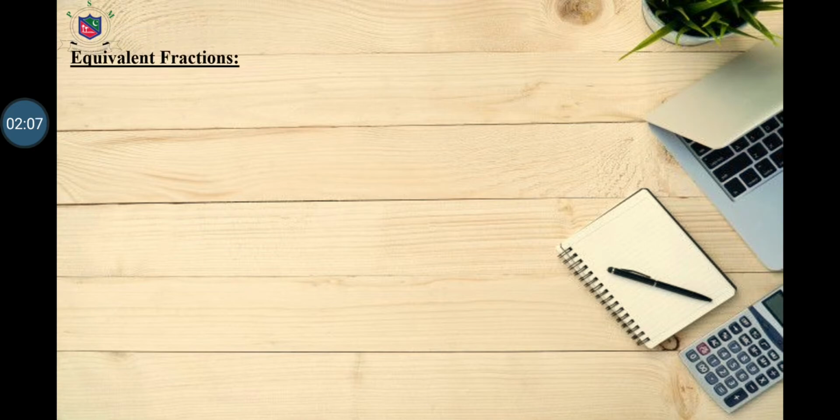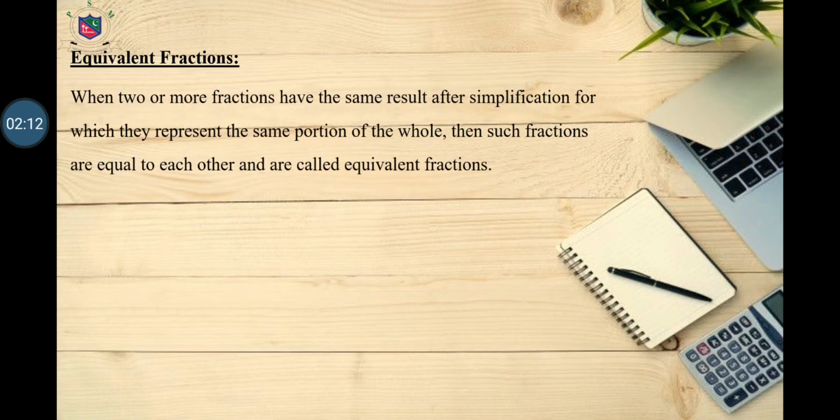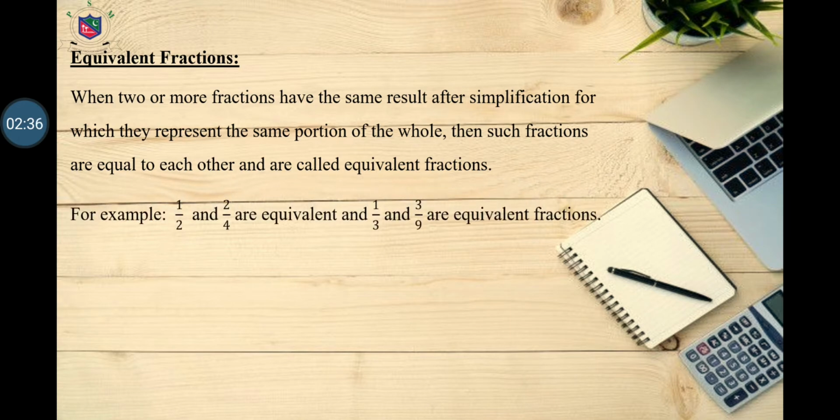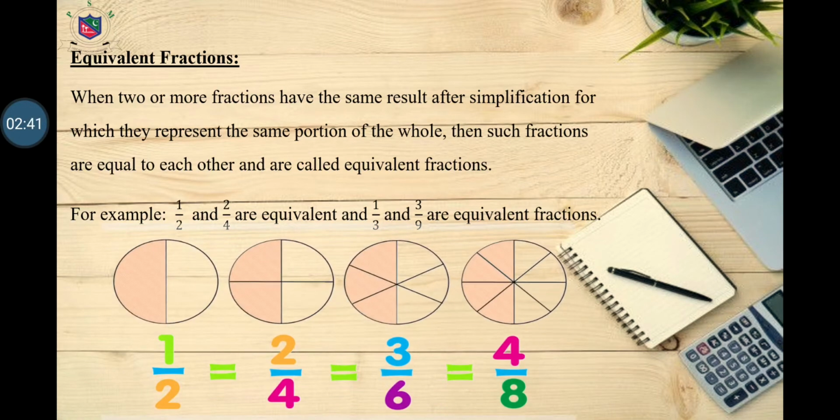So now, what are equivalent fractions? When two or more fractions have the same result after simplification. Simplification means that when we multiply or divide by the same number, they represent the same portion of the whole, then such fractions are equal to each other and they are called equivalent fractions. For example, 1 by 2 and 2 by 4, 1 by 3 and 3 by 9. You can see the different equivalent fractions in front of you.